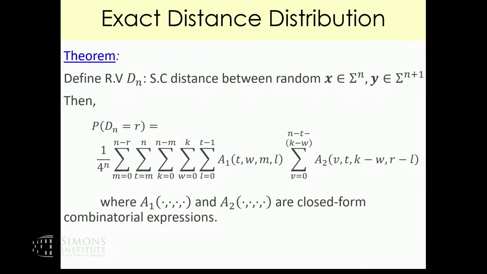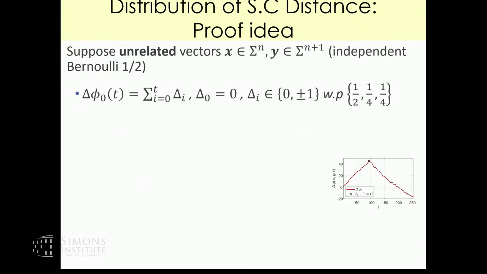Now, the main result we have in the alignment part is that we derive the exact distribution of that distance over two sequences that are unrelated. We want to find the false alignment, so we take x and y that are unrelated, random IID independent sequences, and we want to find the probability for each value of this distance. So we have a closed form expression for the distribution, and here we have some combinatorial expressions. They are not important, but what's important is that we have a closed form. So let me give you the idea of that proof.